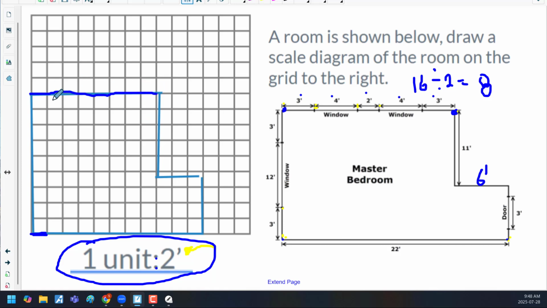8 across. Try to use a ruler. It's hard with the mouse. It's hard to draw straight lines. And I could just do this. Boom. There. But I like drawing. Okay. So this side from here to here.